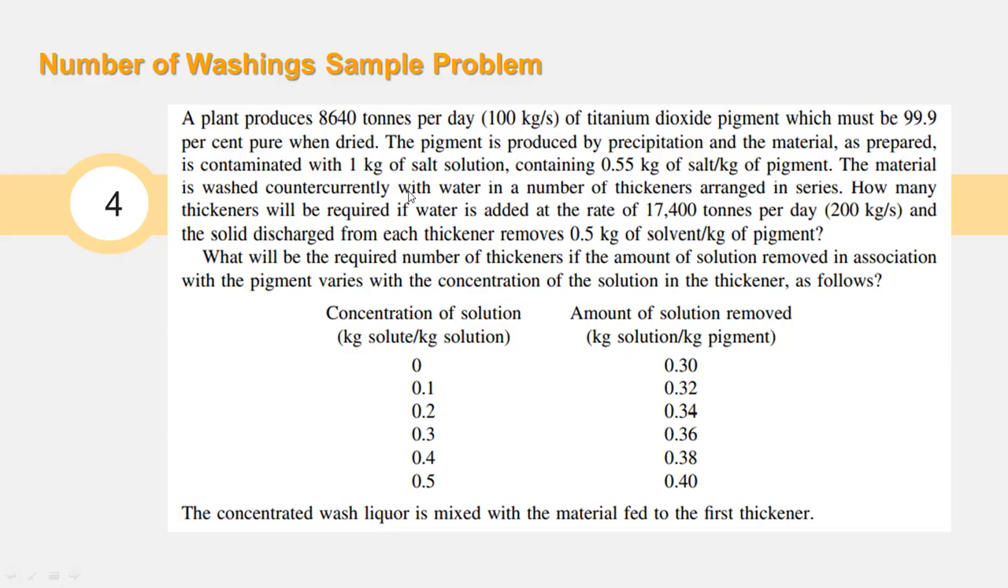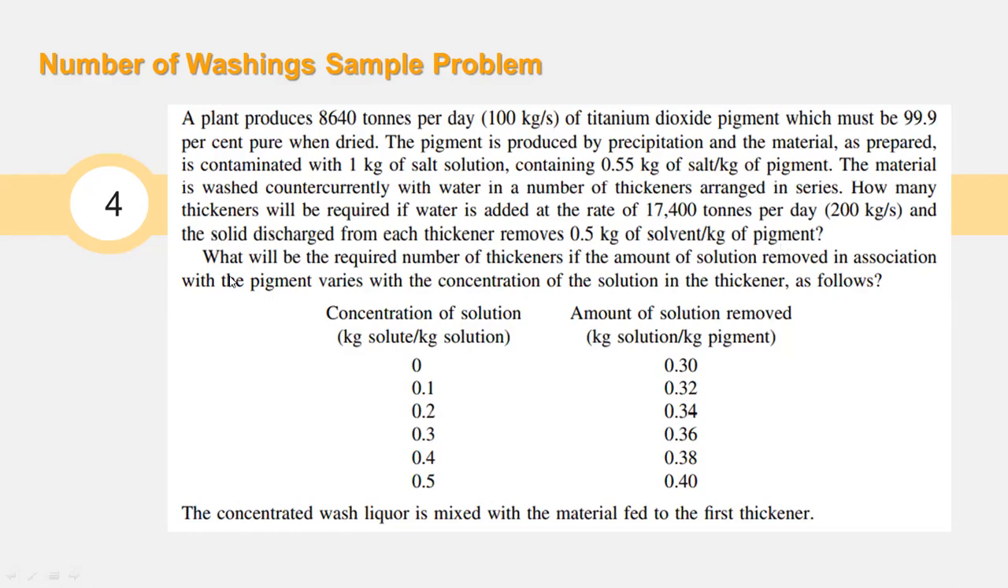Now you are asked how many thickeners will be required if water is added at a rate of 17,400 tons per day, equivalent to 200 kilograms per second, and the solid discharge from each thickener removes 0.5 kilogram of solvent per kilogram of pigment. So this is the rate of solvent removal in your slurry. The solid discharge from each thickener removes 0.5 kilogram of solvent per kilogram of pigment processed.